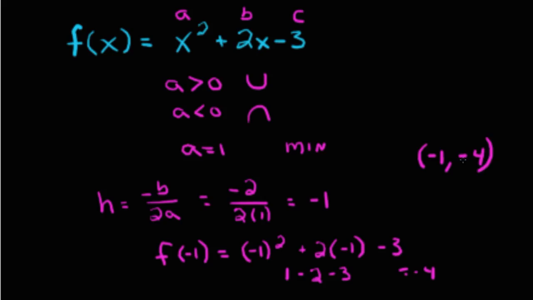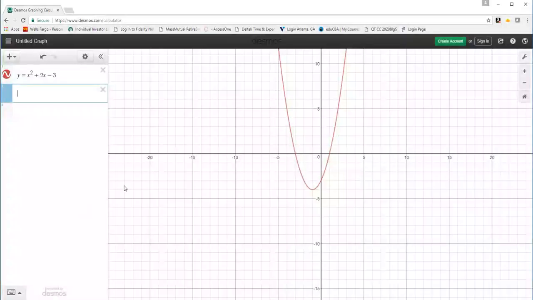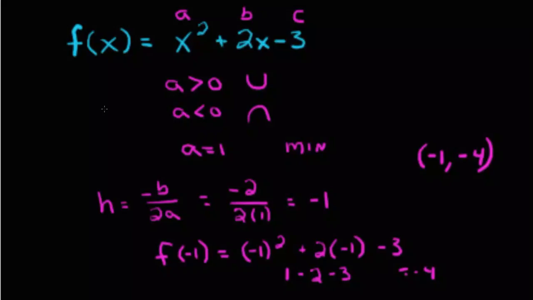So we'll show the graph here so you can see what that looks like. There it is. There's our minimum point at negative 1 and negative 4. So that's all we have to do to find whether it's a minimum or a maximum. We look at the a in the standard form, and then we find that actual point, negative 1 and negative 4.